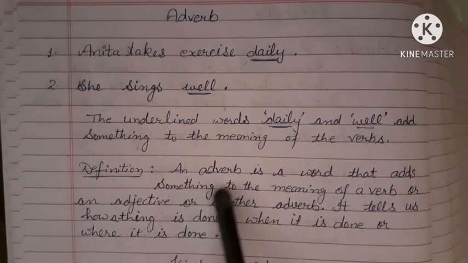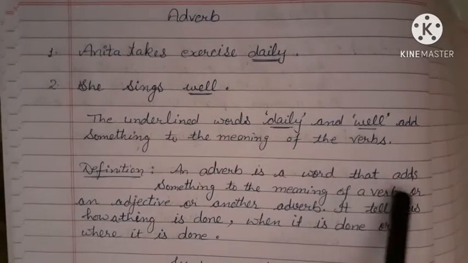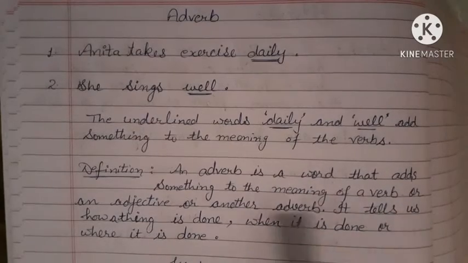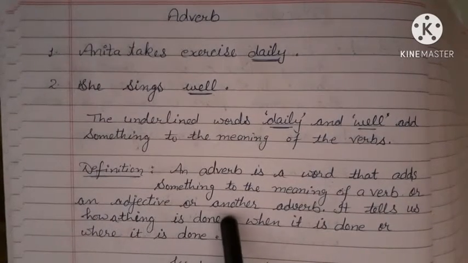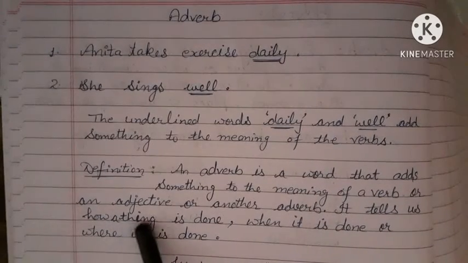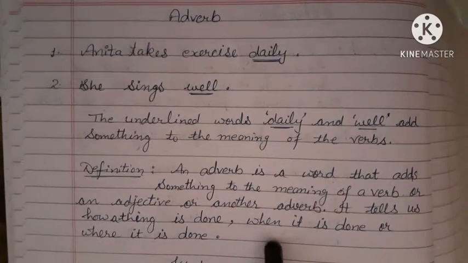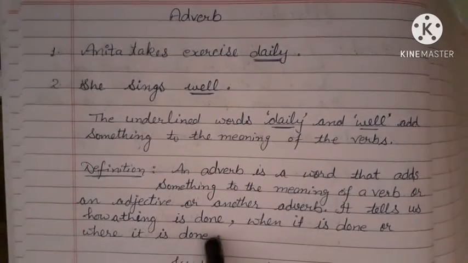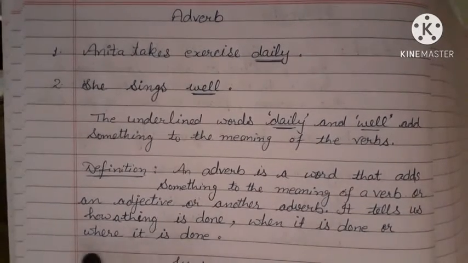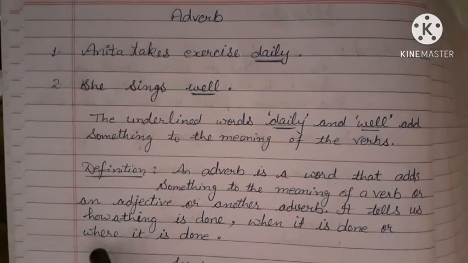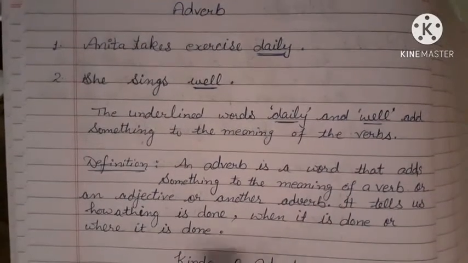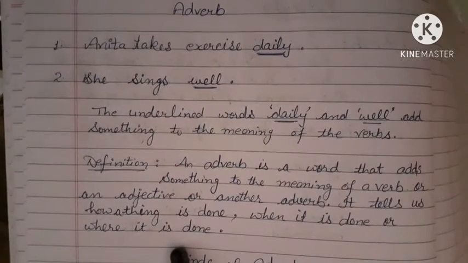Definition: an adverb is a word that adds something to the meaning of a verb, or an adjective or another adverb. It tells us how a thing is done, when it is done and where it is done. जो adverb है हमें क्या बताता है? It tells us how a thing is done, कि कोई चीज़ कैसे होती है, when it is done कब होती है, और where it is done और कहाँ पे होती है.